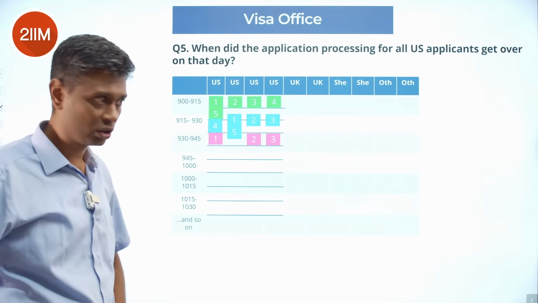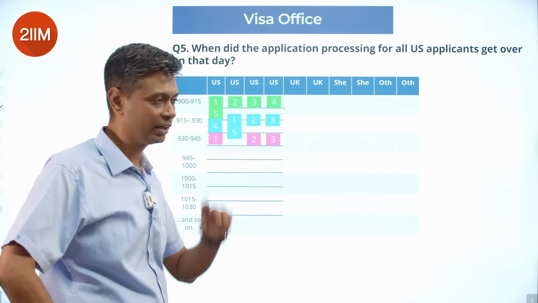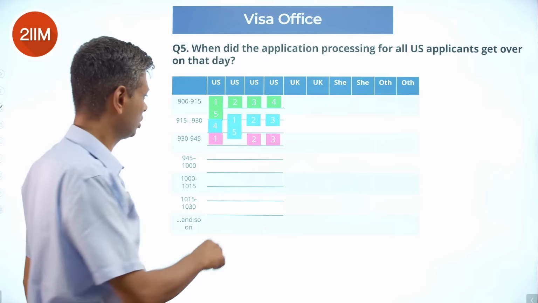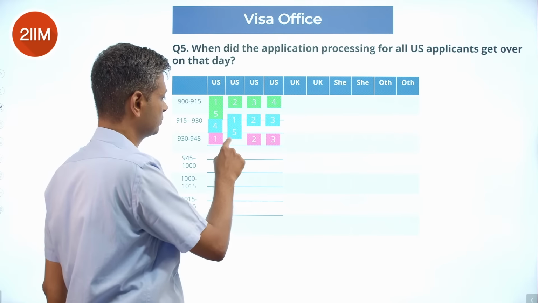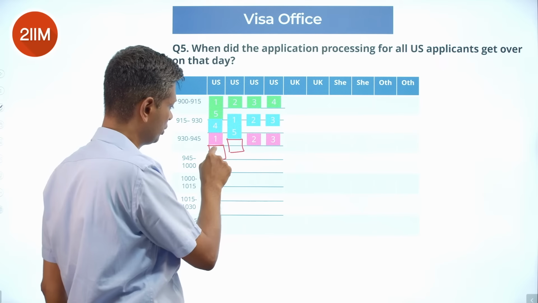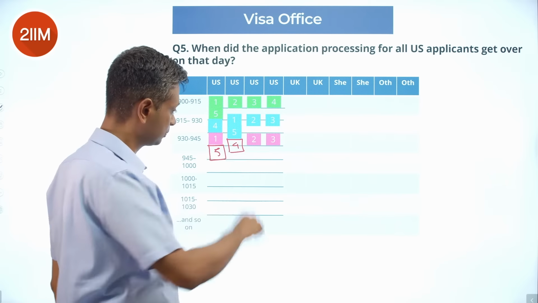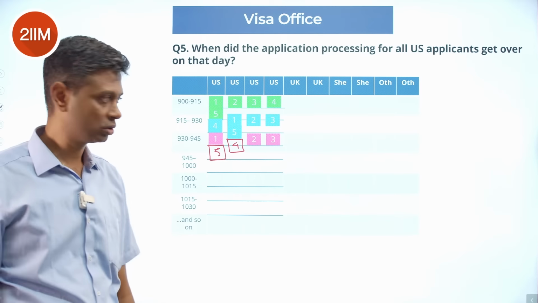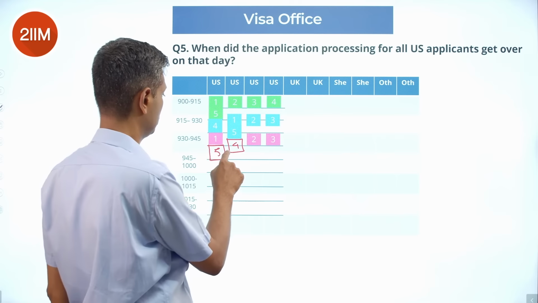Nice. In the third slot, 1, 2, 3 start exactly at 9:30. 4 will start here and 5 will go here. The next slot, 1, 2, 3 will be here.